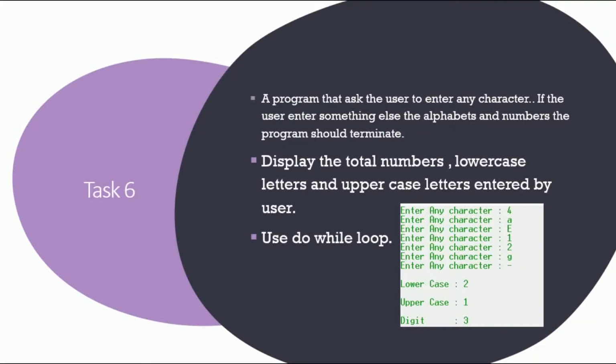Task number 6 is to write a program that asks the user to enter any character. If the user enters something other than an alphabet or number, the program should terminate. At the end, display the total number of digits, lowercase letters and uppercase letters entered by the user.